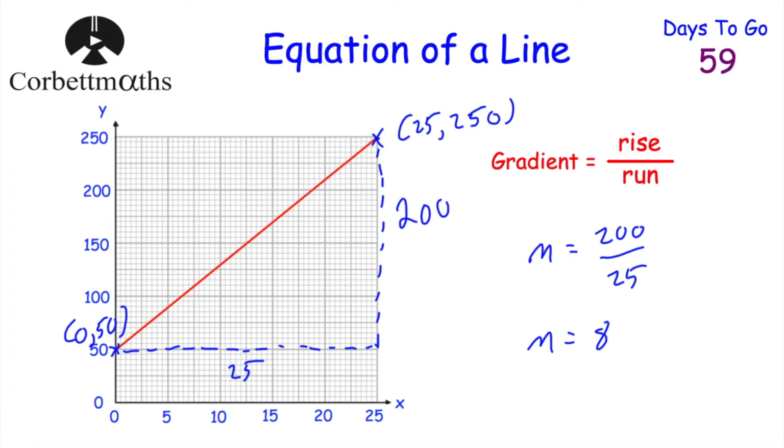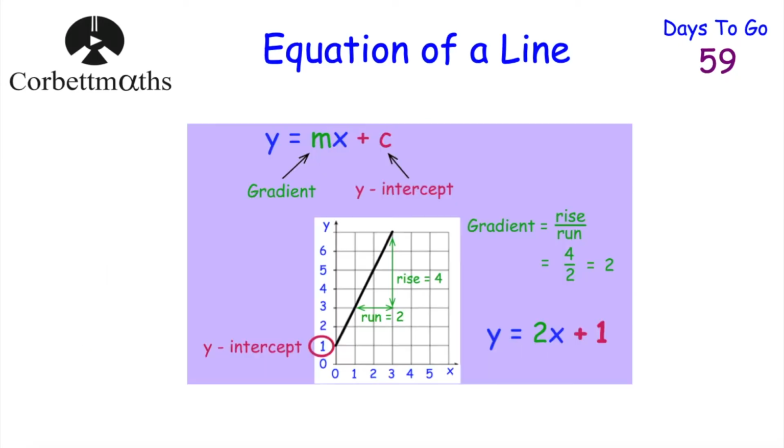And that's it. Okay, so we've looked at gradient. Now we're going to look at the equation of a line. This is part of the Corbettmaths revision card, and this gives us the equation of a straight line. The equation of a straight line is y equals mx plus c, where m is the gradient, so that's how steep the line is, and c is the y-intercept, that's where the graph crosses the y-axis.